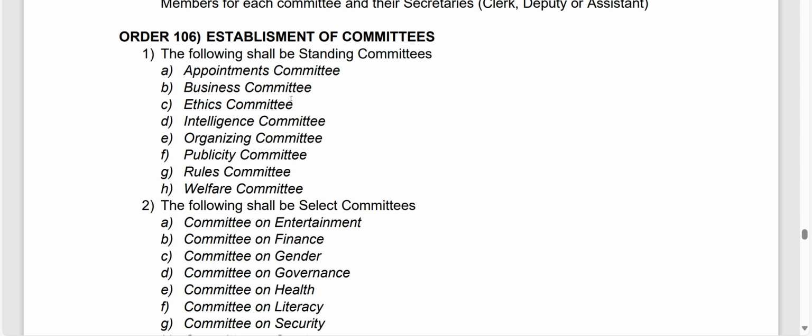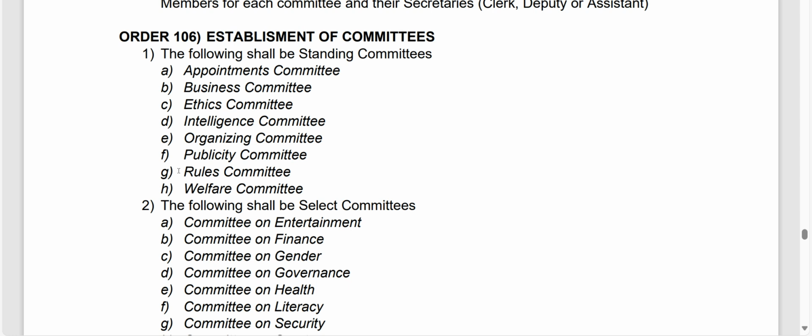So due to that, if you miss in the Senate, you'll be referred to the Ethics Committee of the Senate, chaired by a senator. We have our Intelligence Committee, chaired by the Minority Leader, just as it is chaired by the Minority Leader of the Parliament in the Parliament. Organizing Committee helps us organize Senate sittings, and is chaired by any senator. Publicity Committee, same, chaired by any senator.